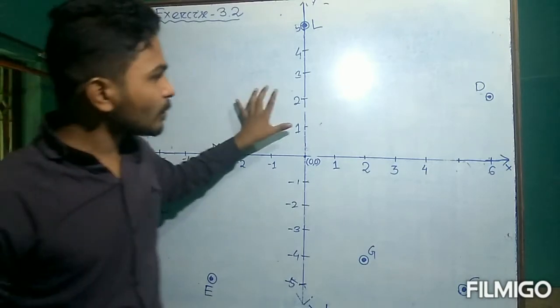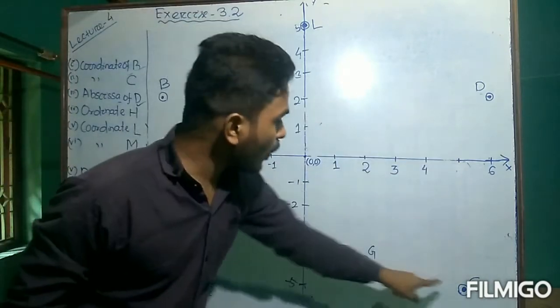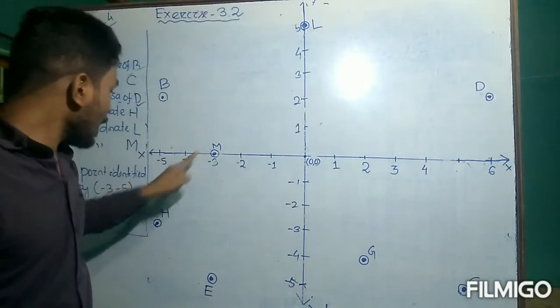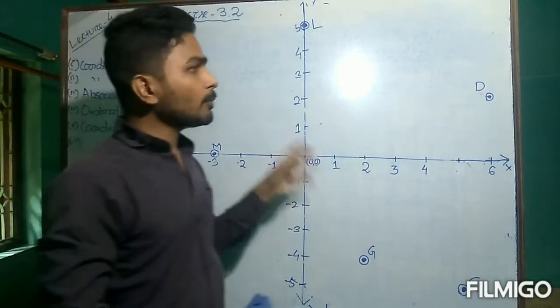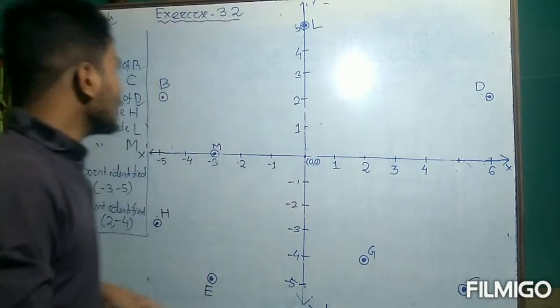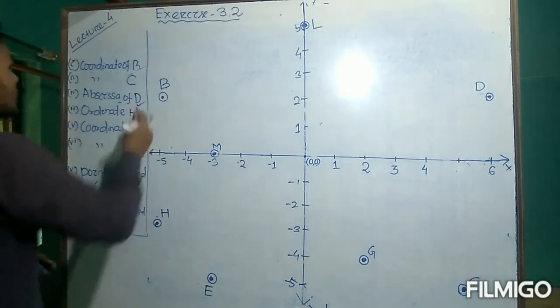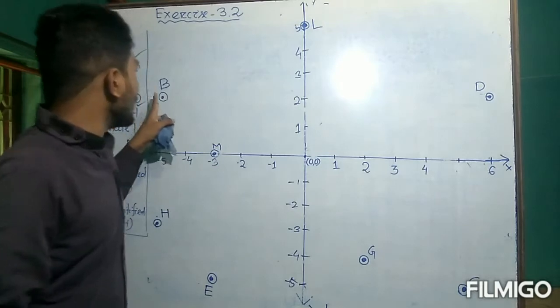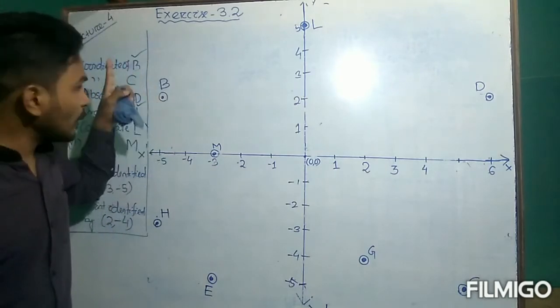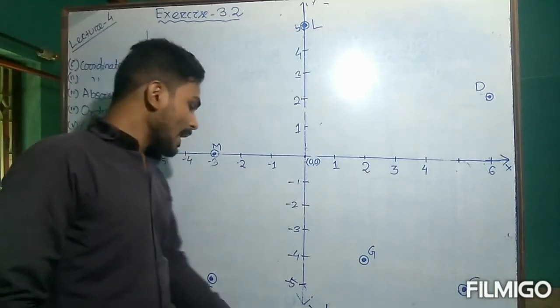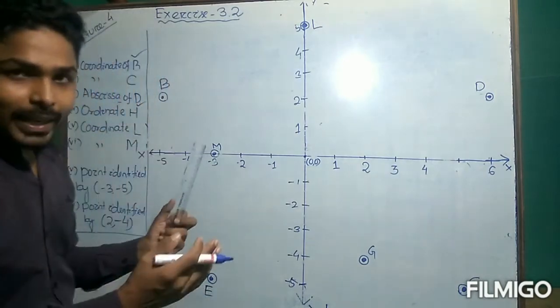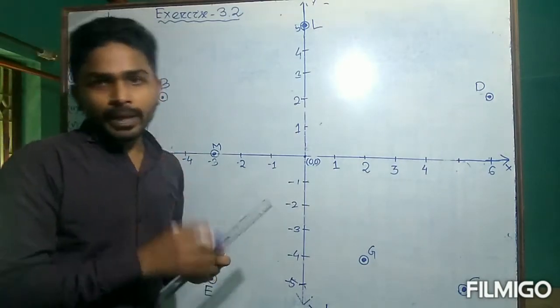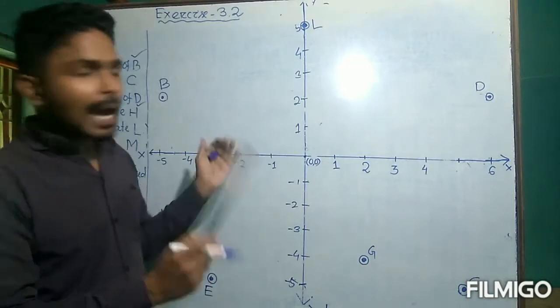It is a Cartesian coordinate system, and there are various points which are marked with their names, and you have to find their coordinates. So the first question is to find the coordinate of the point B. Here is the point B, and we know that in order to find the coordinate we need to draw the perpendicular distance to the x and y axis.